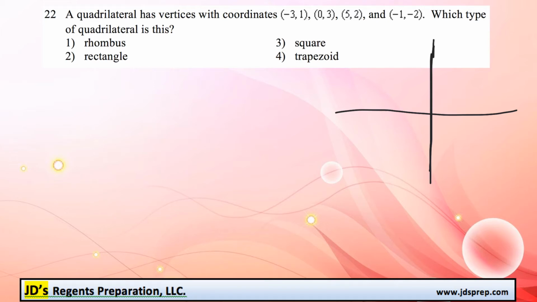This is question number 22 from the August 2015 Geometry Regents exam. In this problem, we're given the four coordinates of a quadrilateral, the four vertices, and we need to find out what type of quadrilateral it is.